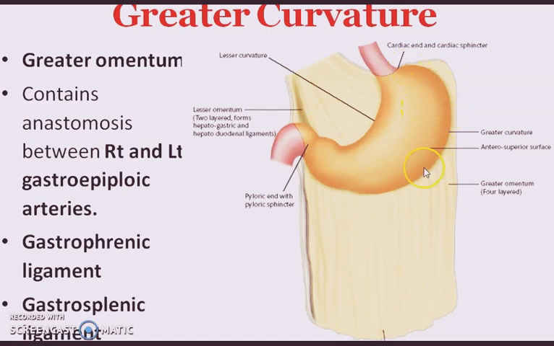Greater curvature forms the left border of stomach. It is more superficial, more movable and 4 to 5 times larger than lesser curvature. This greater curvature begins at the cardiac notch on the left side of cardiac orifice and arches upward and backward, and with a convexity it extends downward up to the pyloric end.